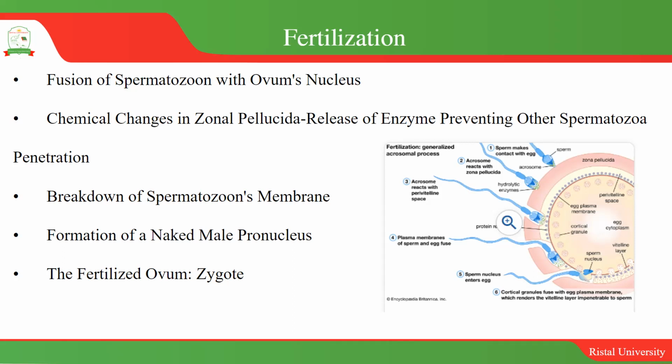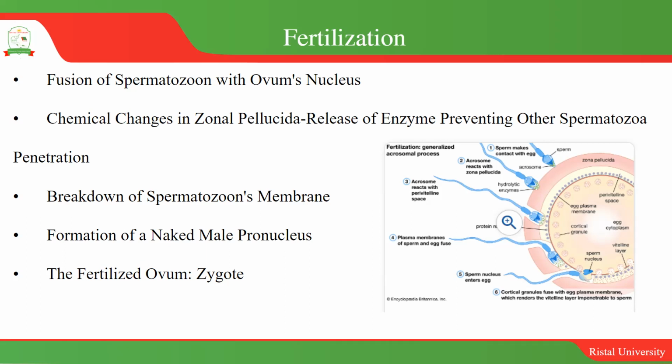And these lytic enzymes react with the zona pellucida, which is the outermost layer that you can see there. The next step is that the acrosome also reacts with the perivitelline space. And then finally, the plasma membrane of the sperm cell and the egg fuse, and now the sperm nucleus can enter the egg.